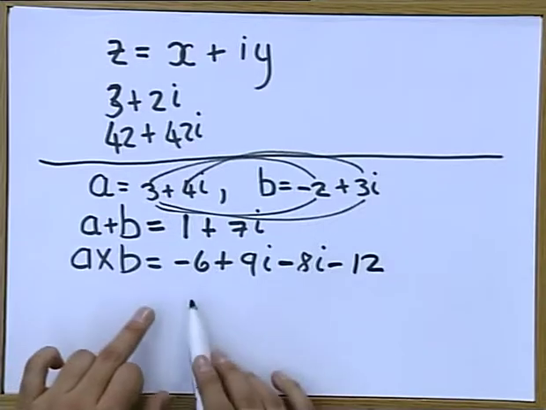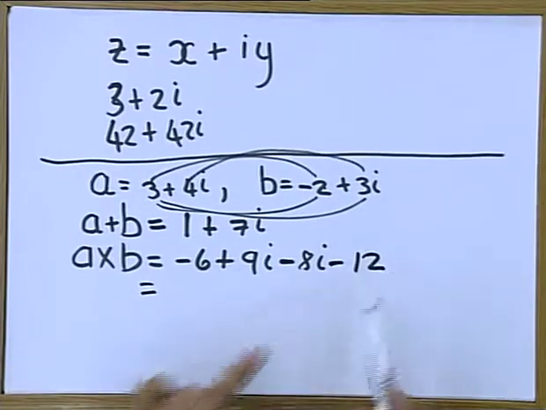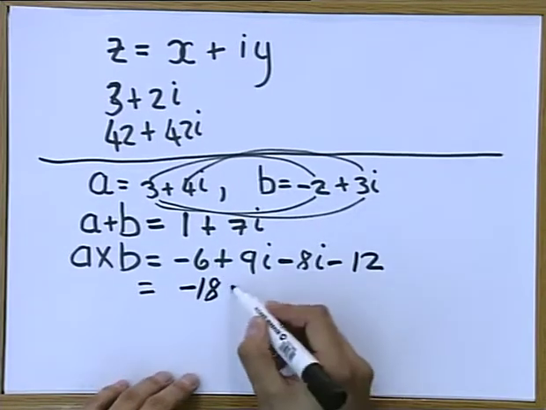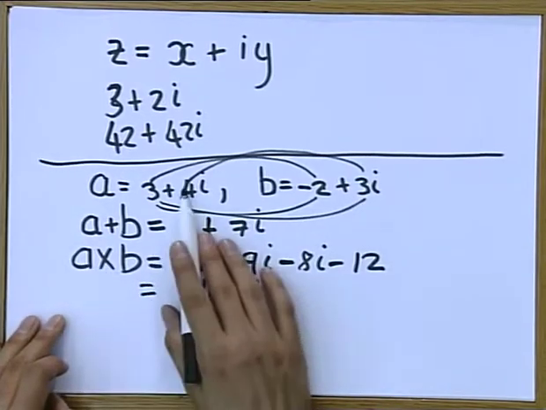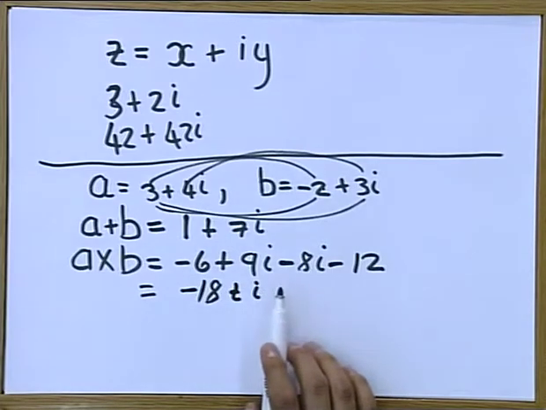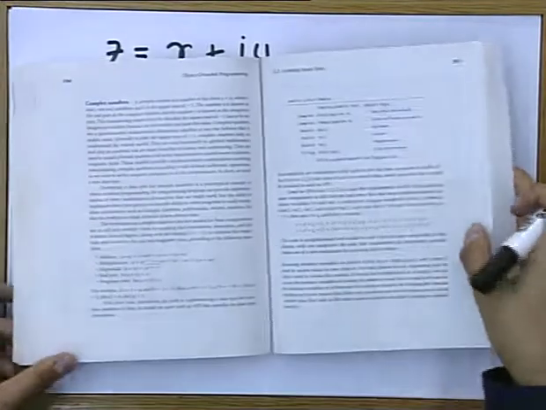And then I just have to add all these things up. So what do I have over there? Minus 6 minus 12 is minus 18, and 9 minus 8 is 1. So plus i. So a times b, where a is this number and b is that number, is minus 18 plus i. You can go in the textbook. I actually have the textbook over there.